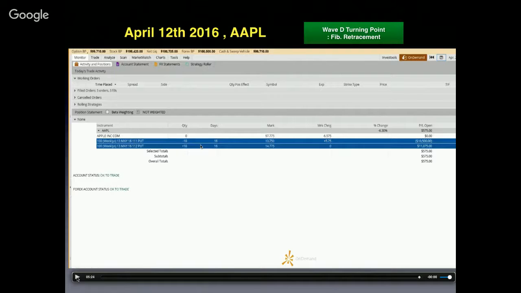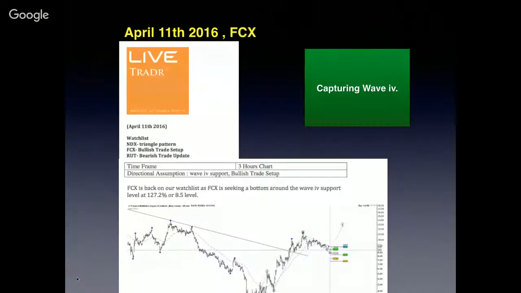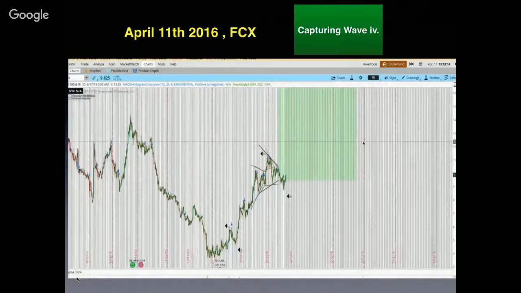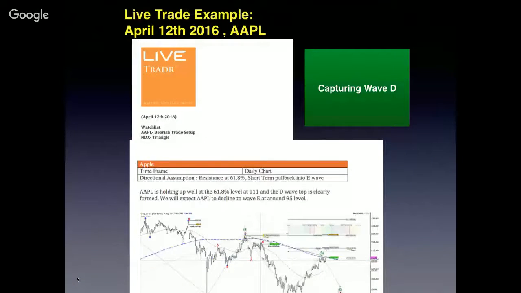If your vertical spread is at the max profit, and you look at the position having another 16 days to go, I just close it out. Do not wait for the expiration. 16 days is 2 weeks, that's a long time. So what I do is just close it out, since Apple was hitting the max profit. That's how we captured from wave D to wave E.